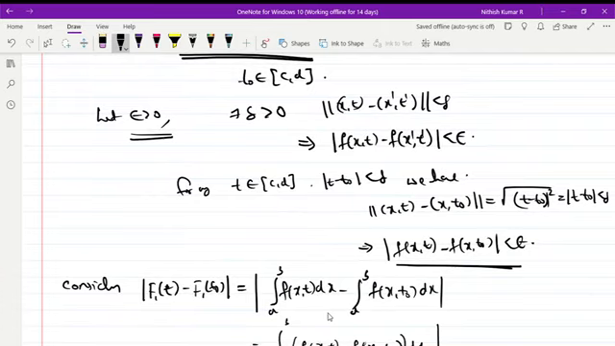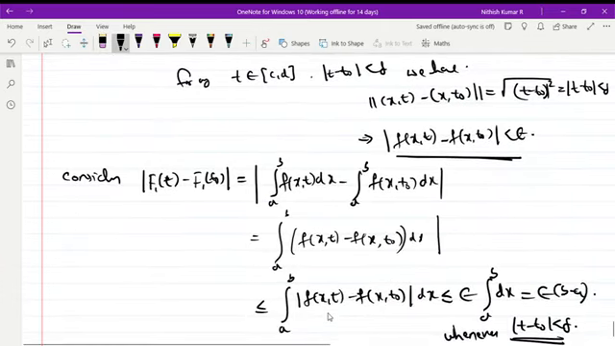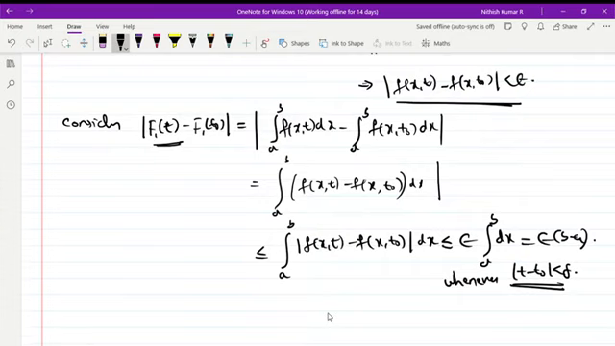So since epsilon greater than 0 is arbitrary, and t naught is an arbitrary point in [c, d], my capital F1 is continuous at t naught, hence F1 is continuous on the closed interval [c, d].